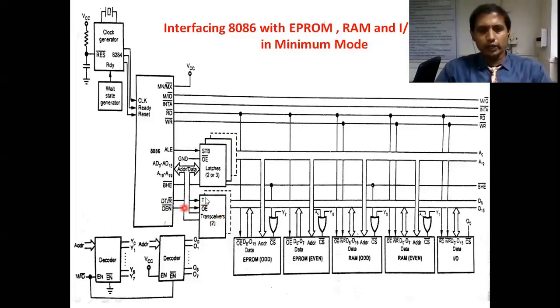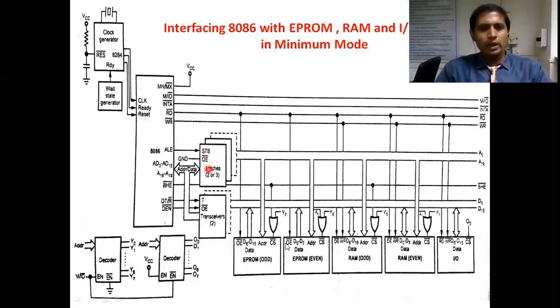Then DT/R bar is connected to T. T is nothing but 1. If it is data transmitting, the processor transmits data, then it is 1. When the processor is receiving data, then R bar is activated, by giving 0. Like that, T and OE bar. Anyway, in minimum mode of operation, all these functionings are explained in detail in the old videos.